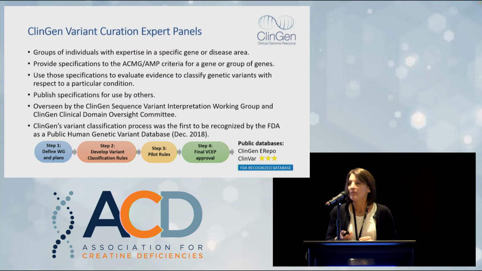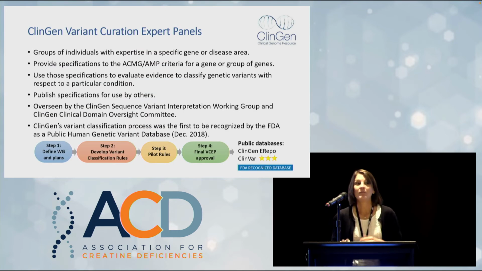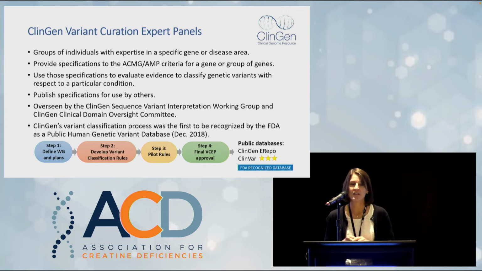So while the ACMG criteria have been really incredibly helpful with variant interpretation, variant classification, they really are very general. They were written to really cover a wide range of different Mendelian disorders. So that can make it a little bit difficult sometimes for an analyst in the lab to know what kind of data can I use, what strength should I apply this criterion, and so on.